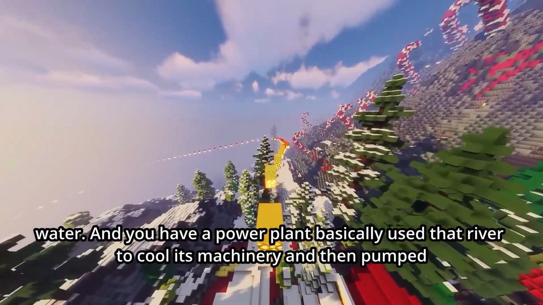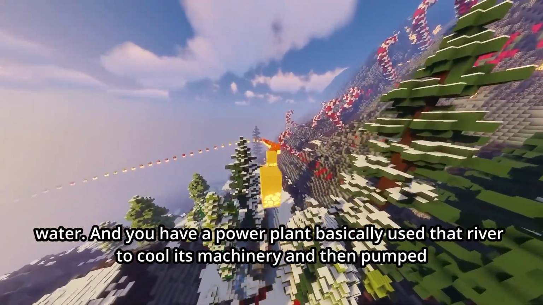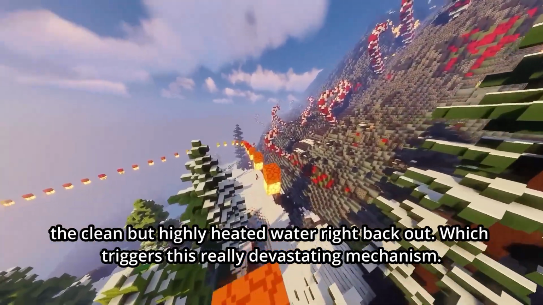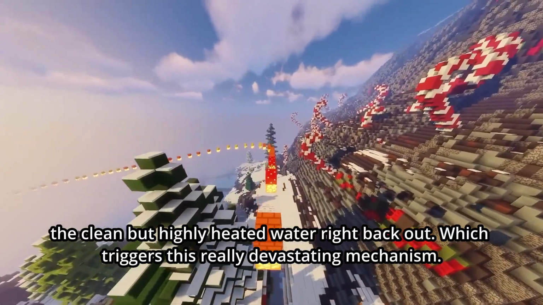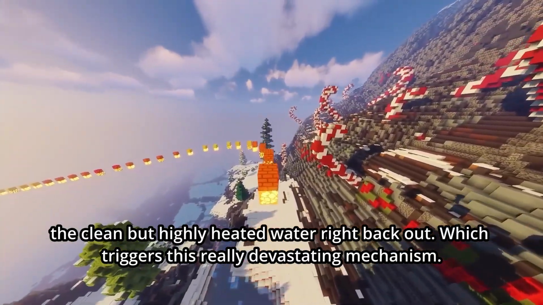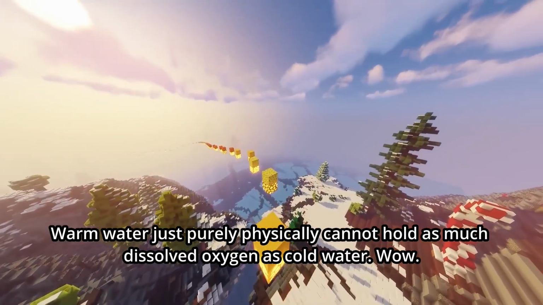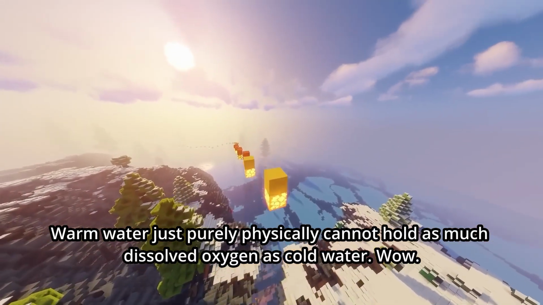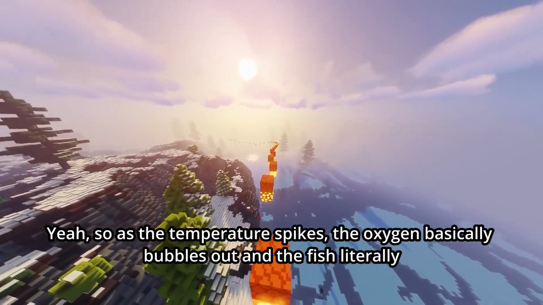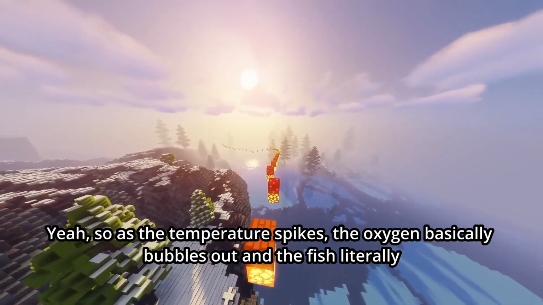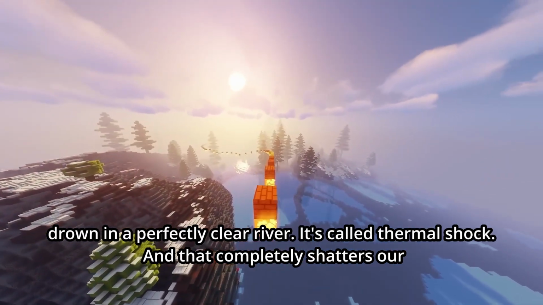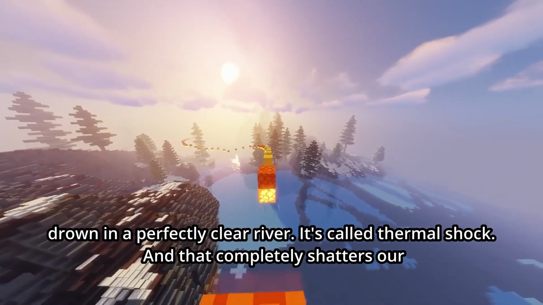A nearby power plant basically used that river to cool its machinery and then pumped the clean but highly heated water right back out. Which triggers this really devastating mechanism. Warm water, just purely physically, cannot hold as much dissolved oxygen as cold water. So as the temperature spikes, the oxygen basically bubbles out, and the fish literally drown in a perfectly clear river. It's called thermal shock.